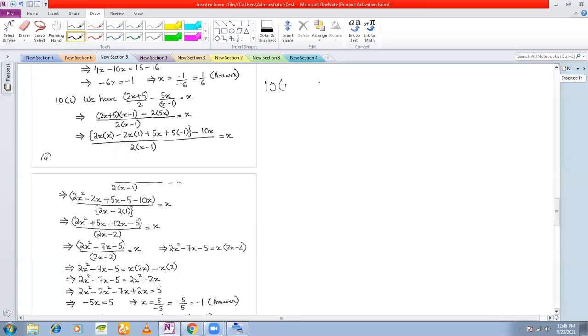The question here is: solve (2x + 5)/2 − 5x/(x − 1) = x. Again, if the brackets are not given, when you copy the question, you will insert brackets. Now you take the LCM. What is the LCM of 2 and x − 1? You simply multiply 2 with x − 1, and you will get the LCM.